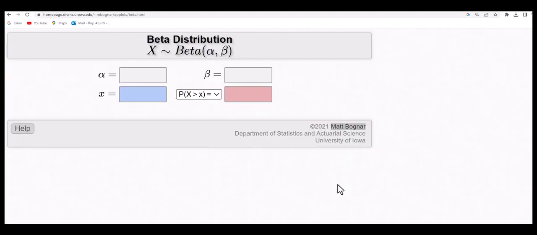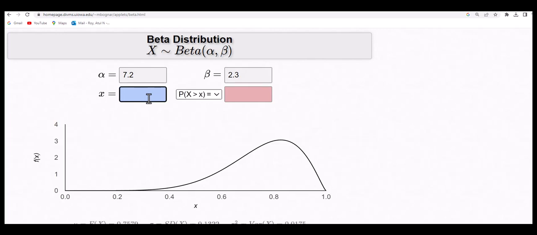Okay. Or you may also use online apps such as this by Matt Bogner from University of Iowa. So just go ahead and put the parameters, and we are putting the parameters here. Our x is 0.9, right? And we want, well, we could have gotten the area to the right, but here we are just writing the area to the left. But if you want area to the right, it will calculate that as well.